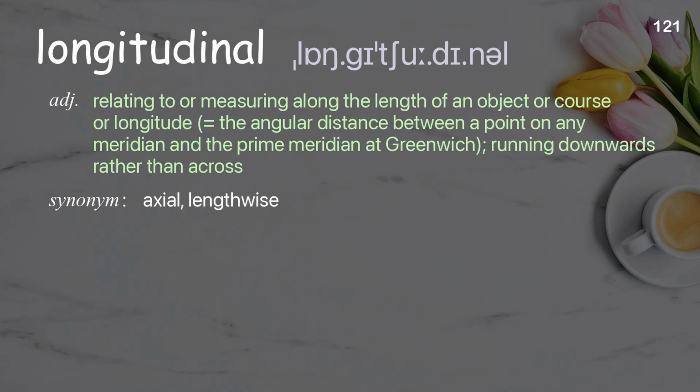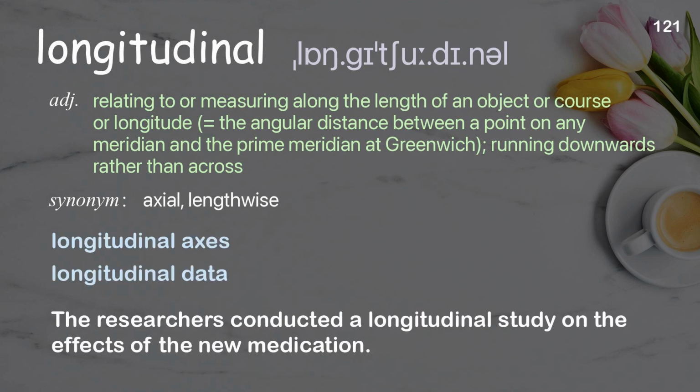Longitudinal. Relating to or measuring along the length of an object or course, or longitude, equals the angular distance between a point on any meridian and the prime meridian at Greenwich, running downwards rather than across. Examples: Longitudinal axes. Longitudinal data. The researchers conducted a longitudinal study on the effects of the new medication.